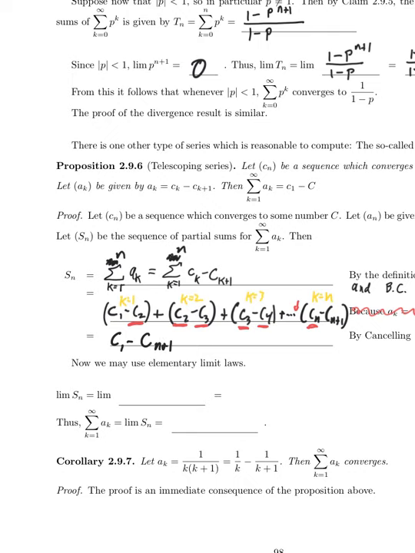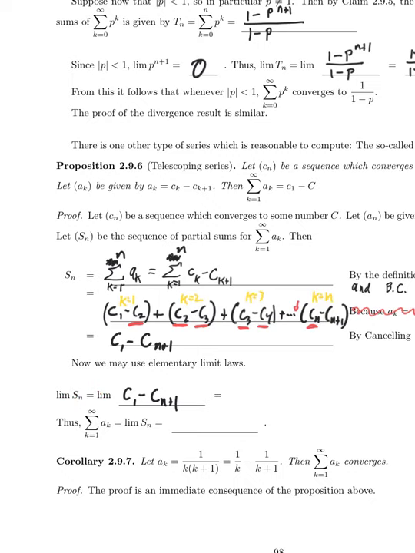Oh, nice. So I can just use limit laws now. I have an explicit formula for Sn. The explicit formula isn't complicated, so I can probably just take its limit. So the limit of Sn will be exactly the same as the limit of C1 minus Cn plus 1, because Sn is the same as C1 minus Cn plus 1. So I can just replace this Sn with C1 minus Cn plus 1.